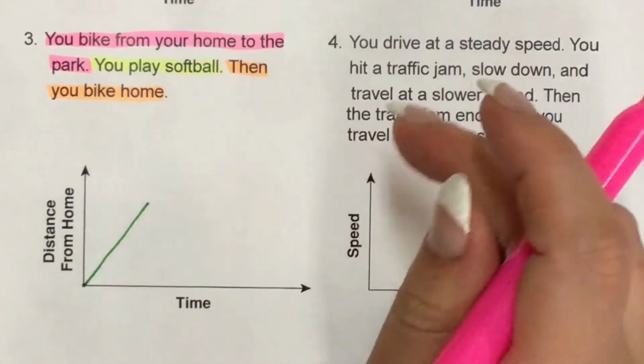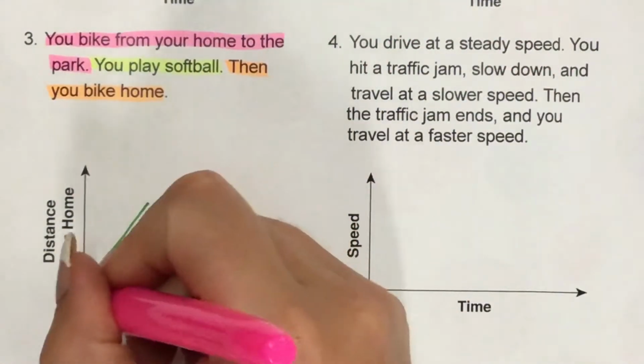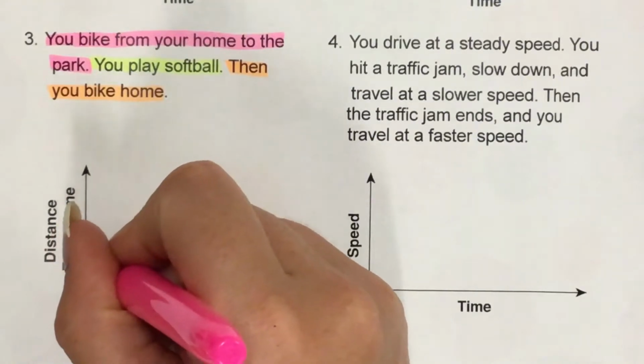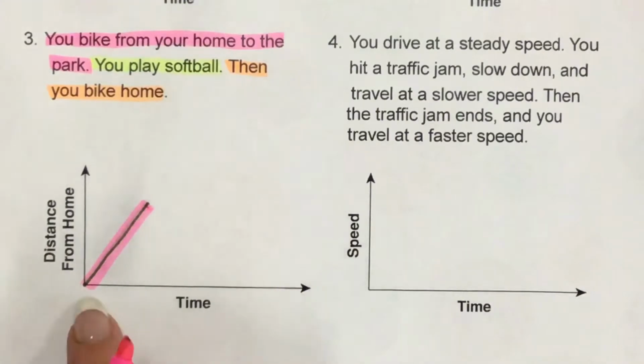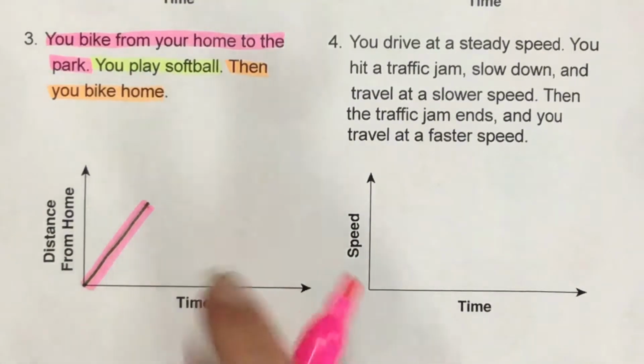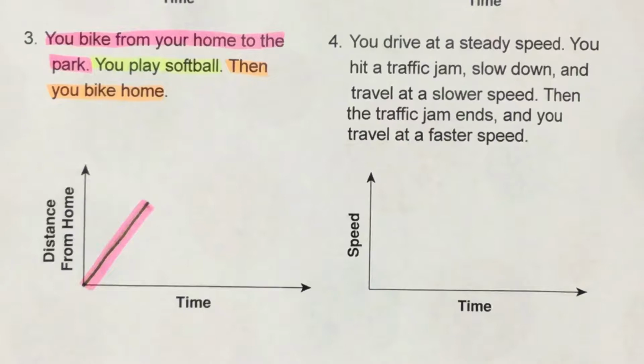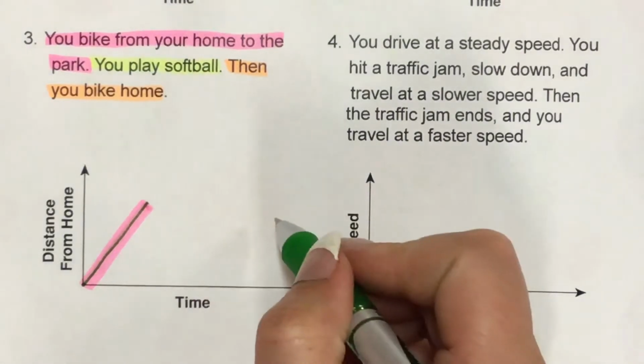You bike from your home to the park. So this is showing that we are biking from our home. We're getting farther and farther away from our home, and time is continuing. Now what's going to happen is we're going to arrive at the park. We're going to play some softball.